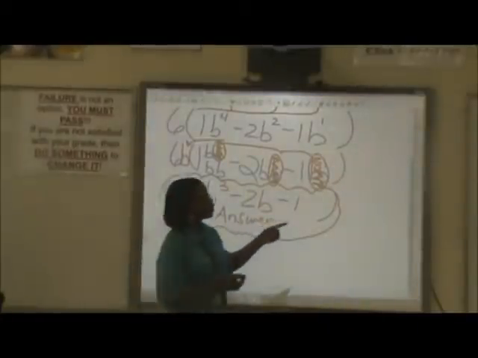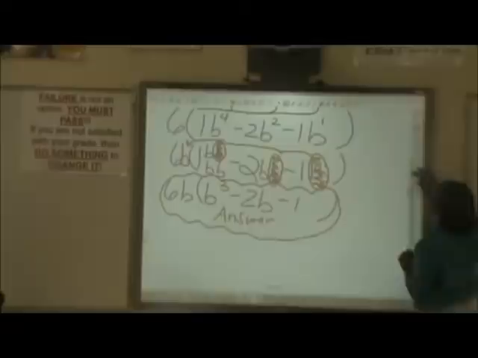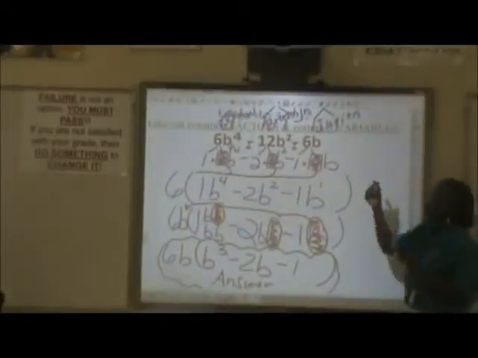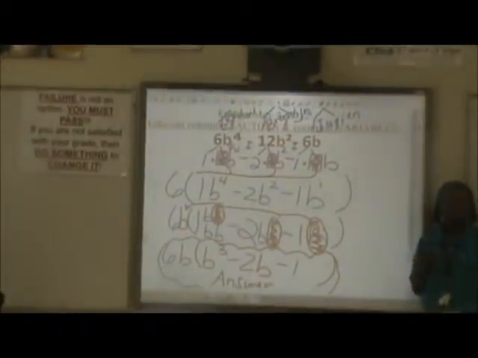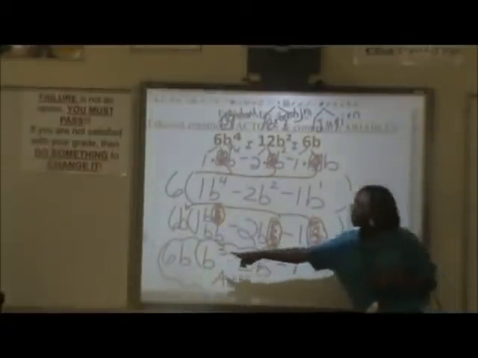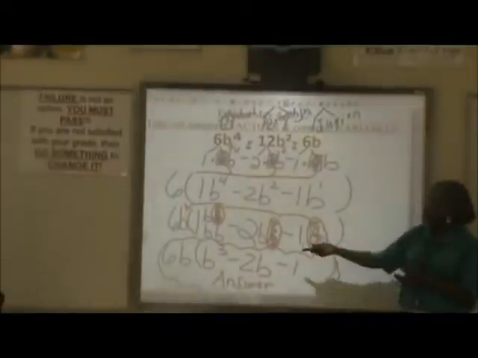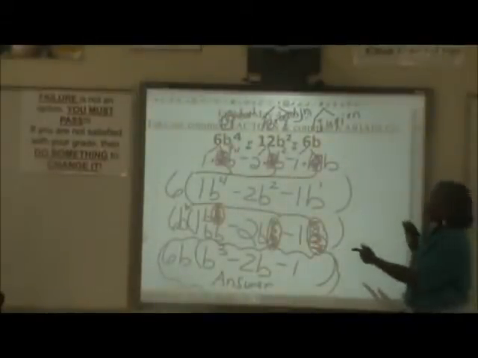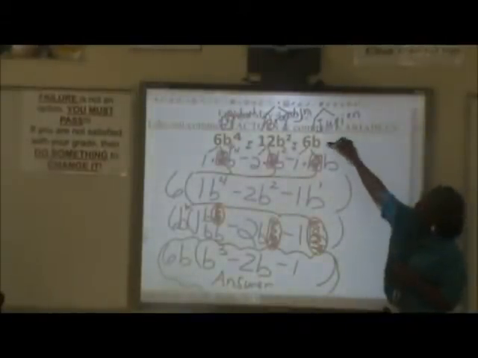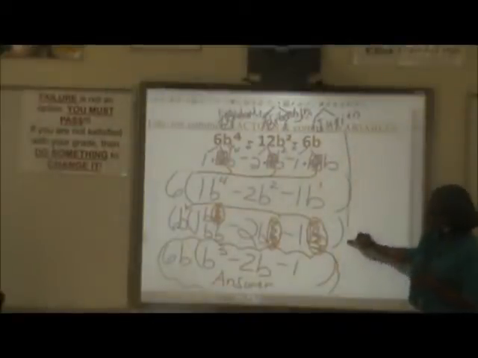All we did, let's go back to the top, was take out common factors, or common numbers, and common variables. Everything that was the same, we took it out. And then we just had what's left. You're going to check this answer to see if we come up with the same answer that we started out with. So let's check the answer.